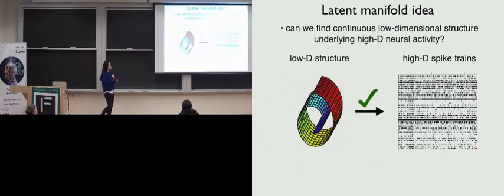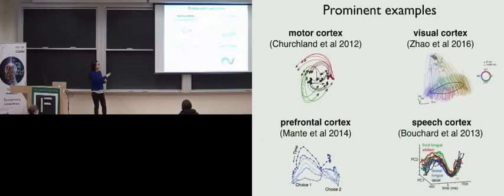Okay, so the answer is yes. There is existing literature showing that such low-dimensional structure exists underlying many cortices in the brain. We usually refer to this kind of structure as latent temporal structure or latent temporal dynamics.